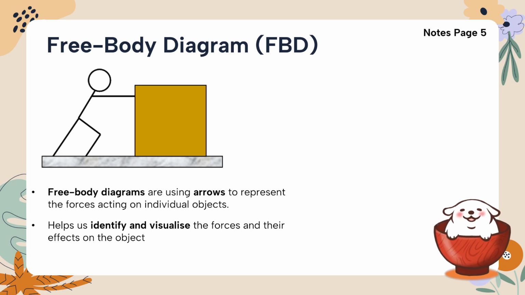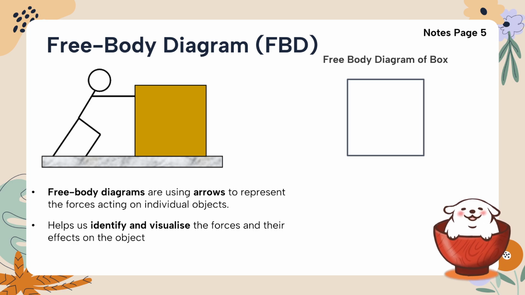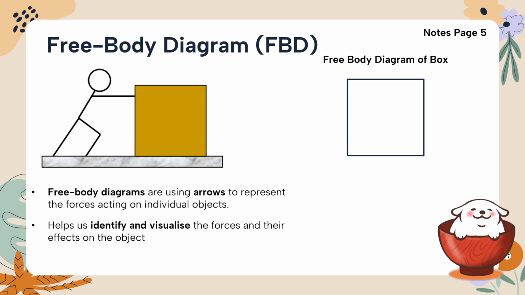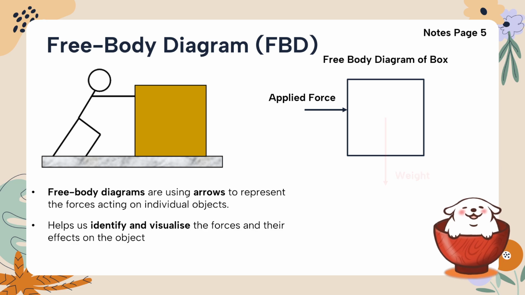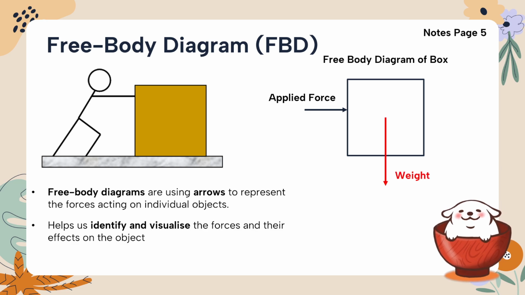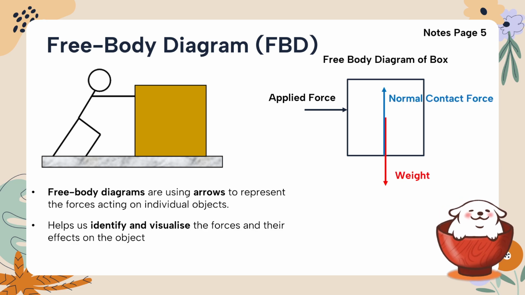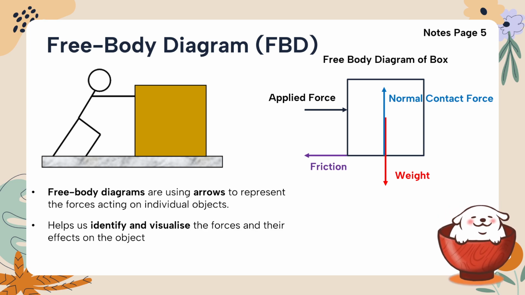For instance, in this example of a man pushing a box, we can represent the box with a square. Now let's draw and label the forces acting on it. First, we have the applied force by the man on the box. Then we have the weight acting on the box. Next, we have the normal contact force by the ground. And lastly, we have friction by the ground, assuming the surface is rough.